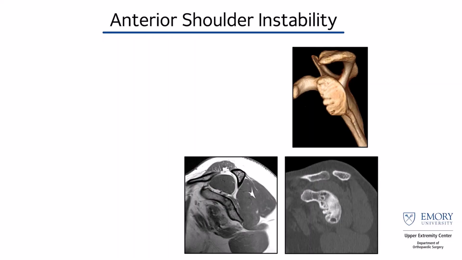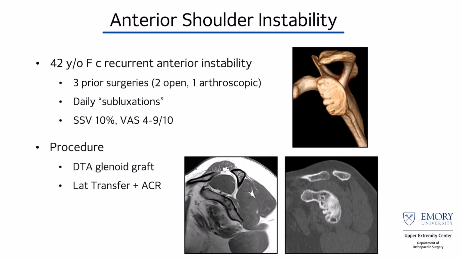Anterior shoulder instability is also kind of an interesting one. There's a couple case examples for this. I like this one just because it shows what happens after you treat these patients. So this patient had recurrent anterior shoulder instability, 3 prior surgeries, daily subluxations. And as you can see here, she has an irreparable subscapularis tear, and she has pretty significant anterior glenoid bone loss. So we did a distal tibia allograft to reconstruct that bone loss, and we did a latissimus dorsi transfer, an anterior capsular reconstruction, to rebuild that irreparable subscapularis.